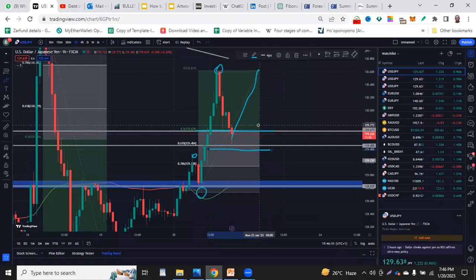So that's the reason why you don't want to hesitate when the tools you are using give you a setup and you say, okay, let's enter this one. You don't hesitate. What you need to do is calculate your risk per trade. What am I risking on this trade? I have a $1,000 account. Let's say I want to risk 2% on my account. That means I'm risking $20.